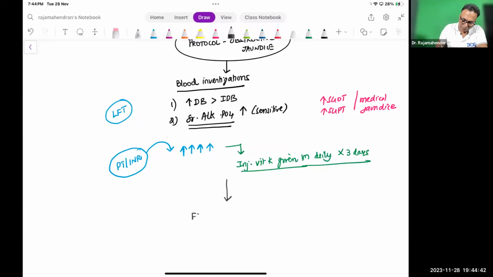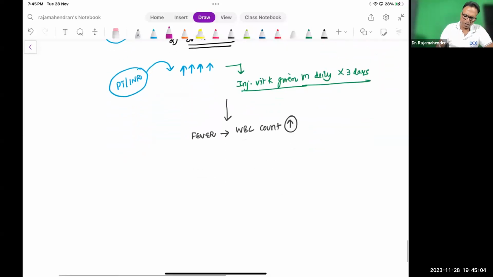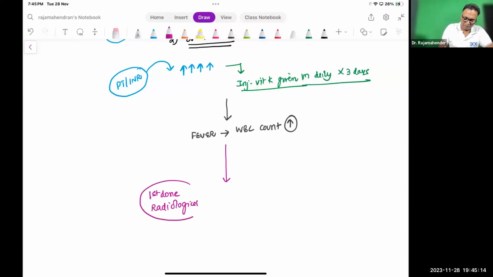If the patient is having fever, that means the patient has cholangitis, so look at the WBC count. WBC count will be increased in a fever patient with cholangitis. So basically, first do the blood investigation. After the blood investigation is done, what is the first radiological investigation for an obstructive jaundice? The first radiological investigation is ultrasound of the abdomen.